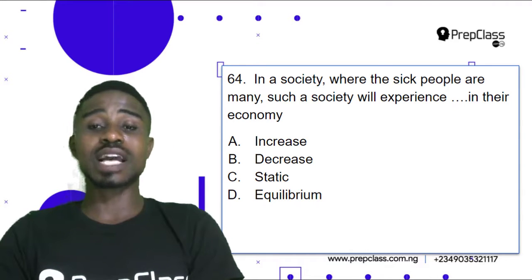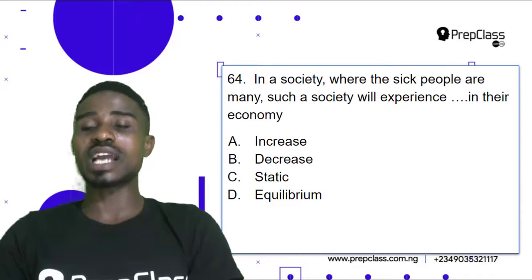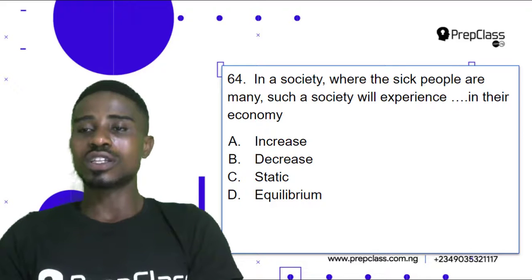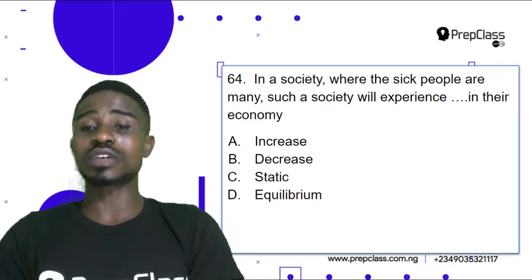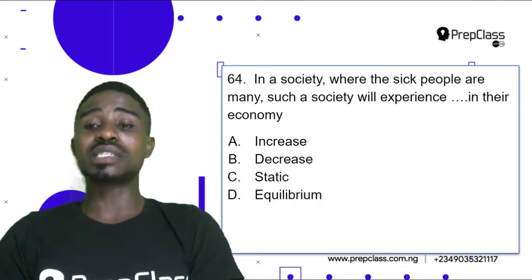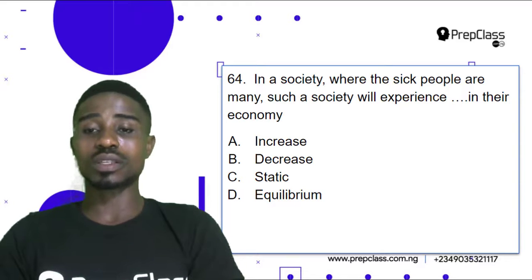Such a society cannot experience an increase. Such a society won't experience increase because the workforce is badly affected. So there won't be increase. There will be no work, the economy won't grow, the economy will not increase. Option B, decrease. Yes, decrease is actually our correct answer because such a society will experience decrease in their economy.